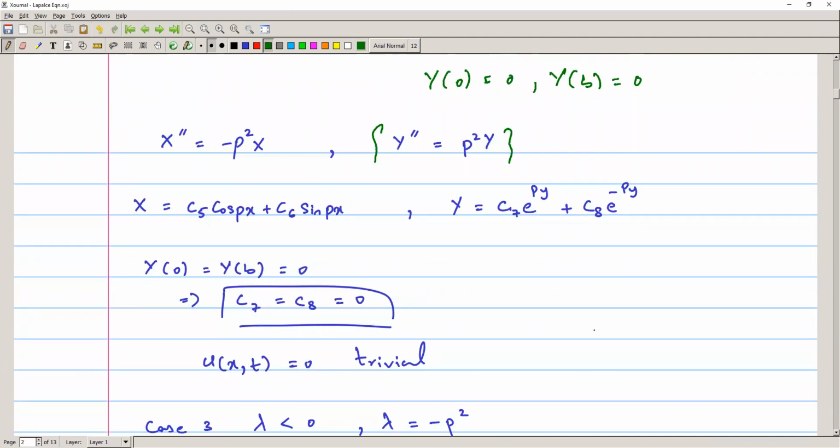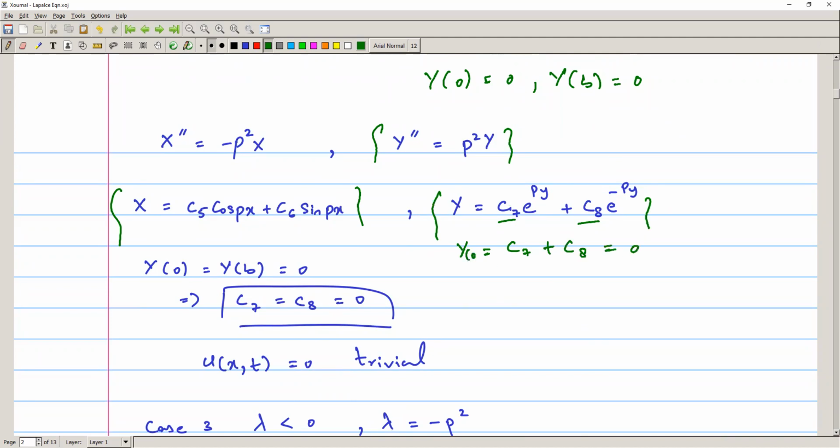Now this is the solution for X and this is the solution for Y. We will apply the boundary conditions for Y, and then we will get C7 and C8 as 0, because we will have two equations, that is C7 plus C8 is equals to 0.